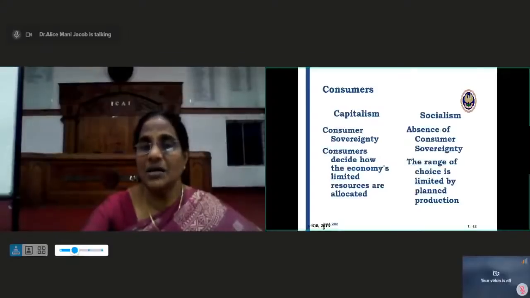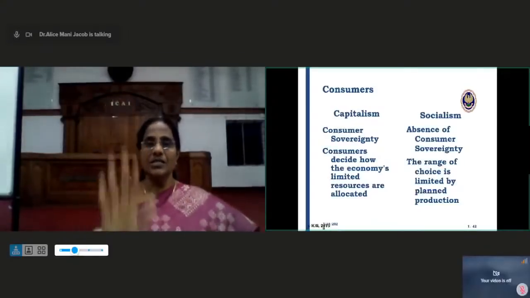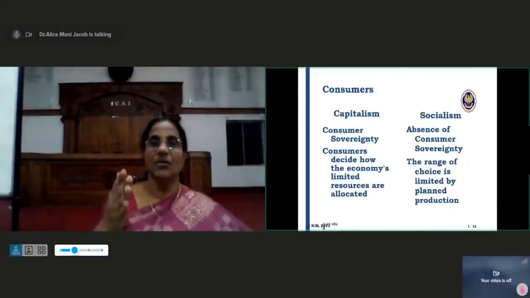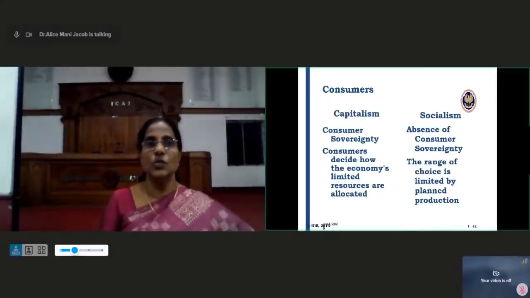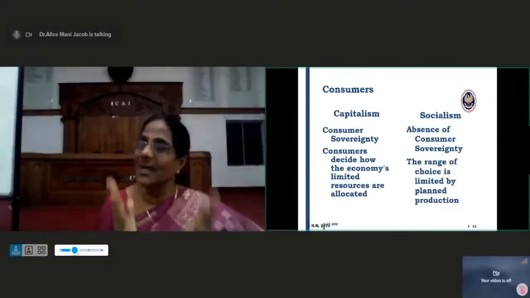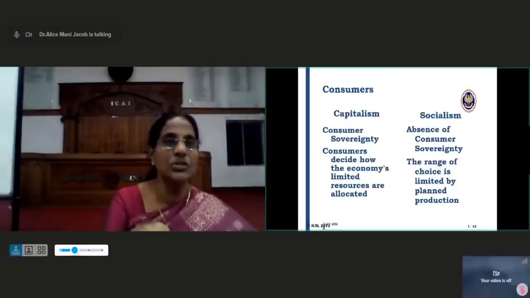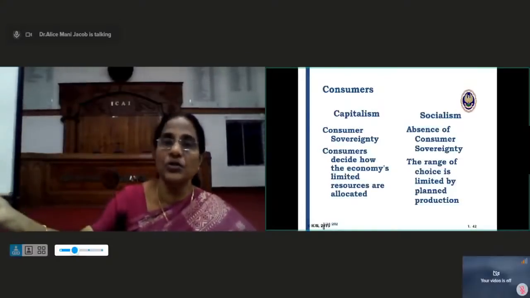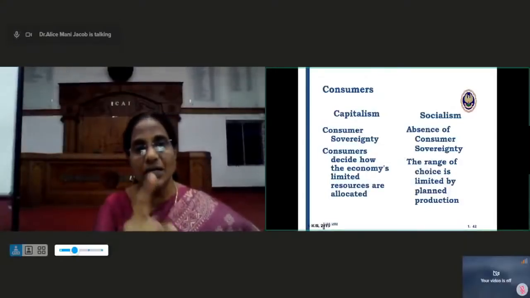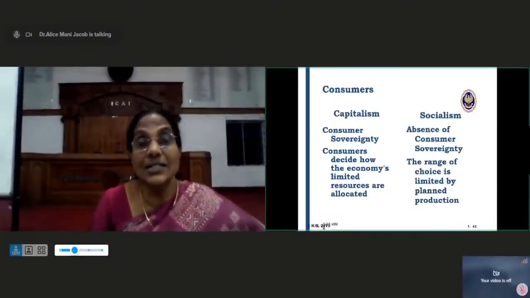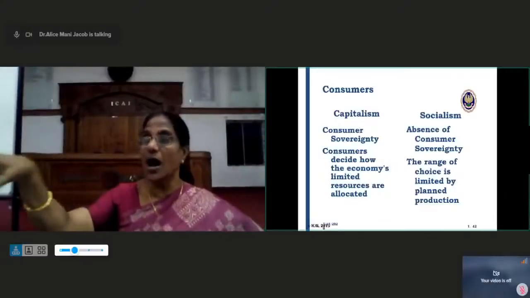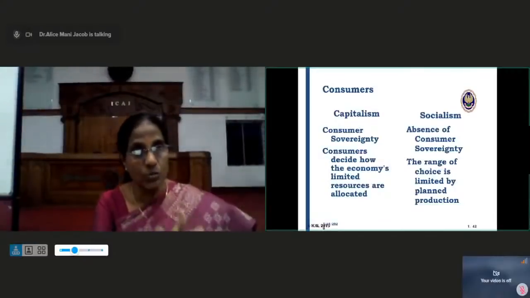In consumers, there is consumer sovereignty. Consumer is the king under capitalism. The consumers decide what is to be produced. If the consumers want blue shirts and green trousers, that will be produced. If consumers want blue shirts and you produce black shirts as a producer, you are not going to sell. So you will produce those goods that are demanded by the consumers. And that is consumer sovereignty. Consumer is the sovereign who decides how resources are to be allocated, what is to be produced.